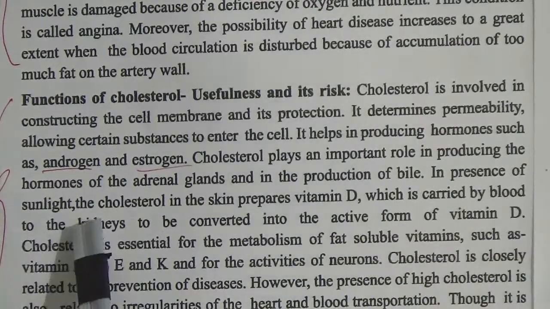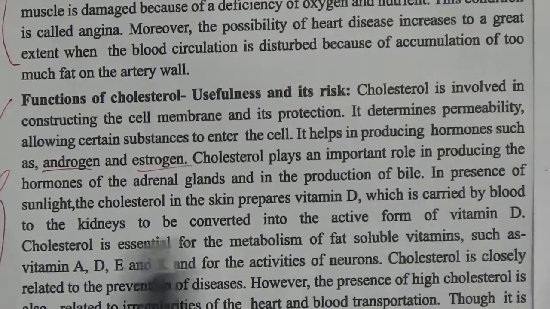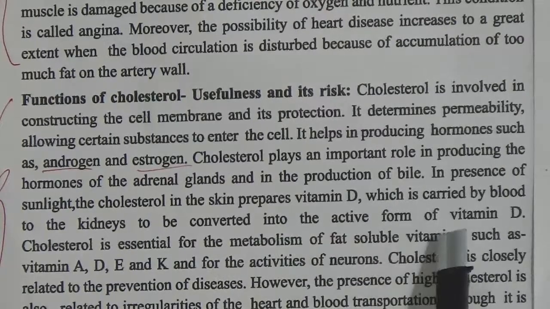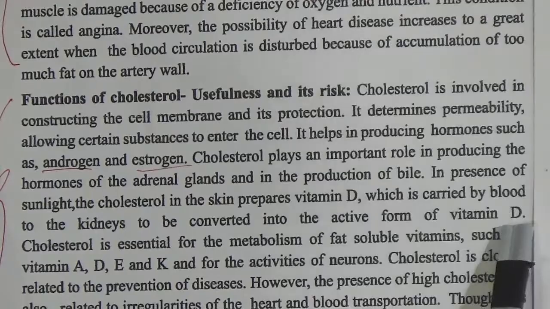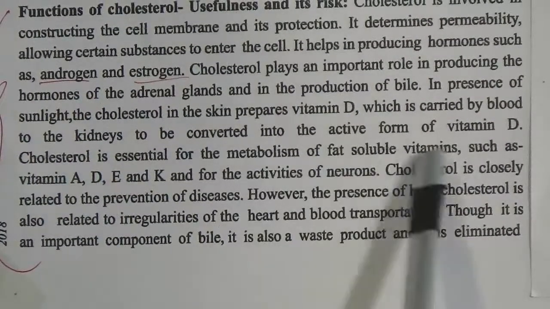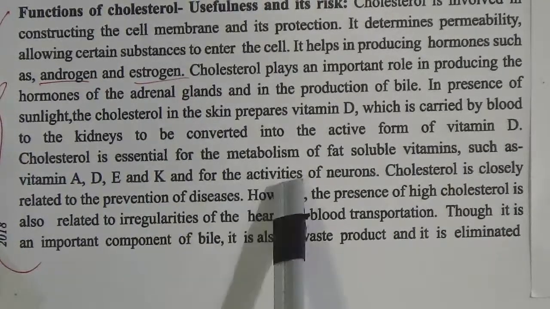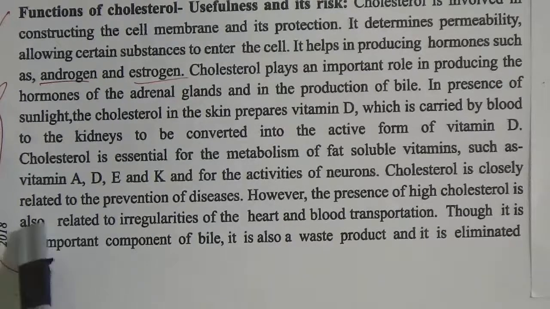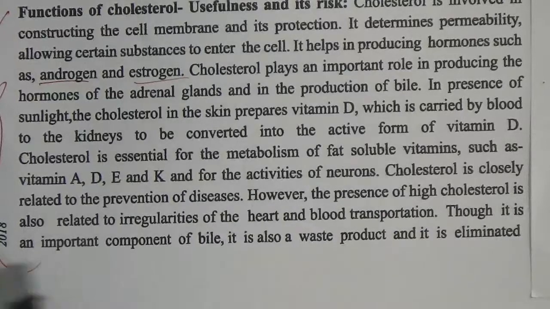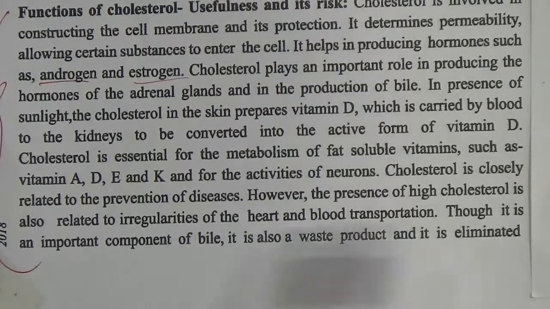In presence of sunlight, the cholesterol in the skin prepares vitamin D, which is carried by the blood to the kidney to be converted into active form of vitamin D. Cholesterol is essential for the metabolism of fat-soluble vitamins such as vitamin A, D, E, and K, and for the activities of neurons. Cholesterol is closely related to the prevention of disease. However, the presence of high cholesterol is also related to irregularities of heart and blood transportation.